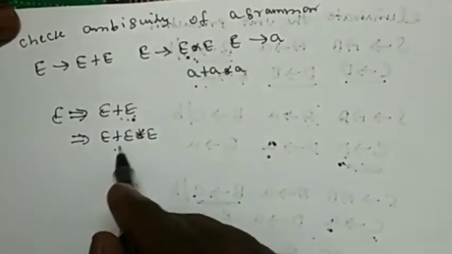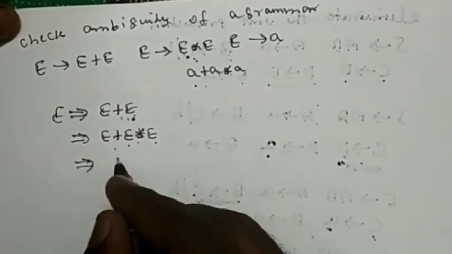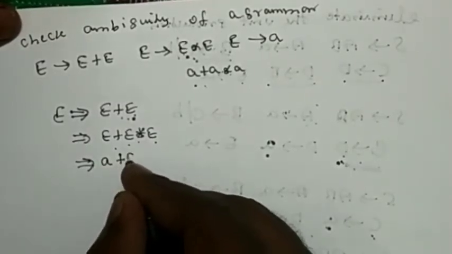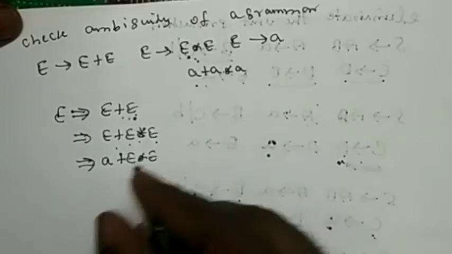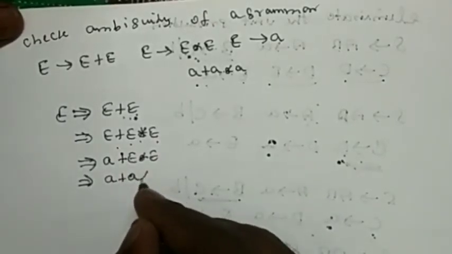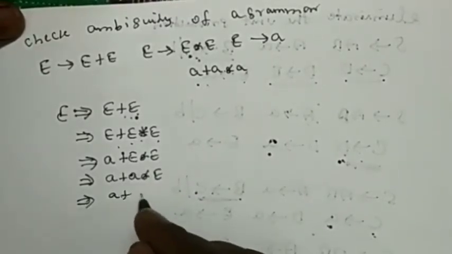So it becomes E plus E star E. Now I replace it from the left side. So E is becoming A, and next is E star E, and another one is A plus A star E, and finally I will get a string A plus A star A. So the string has been derived.